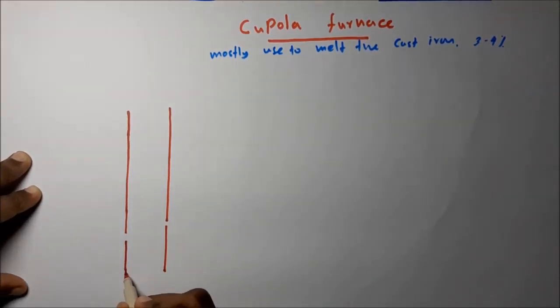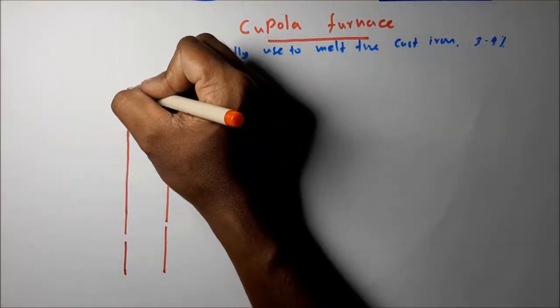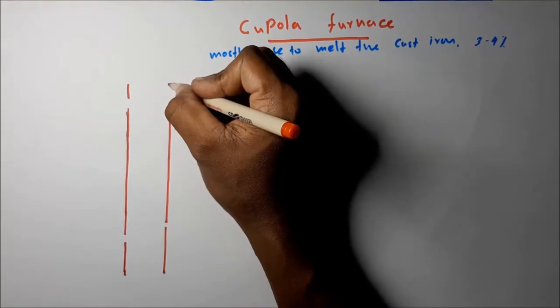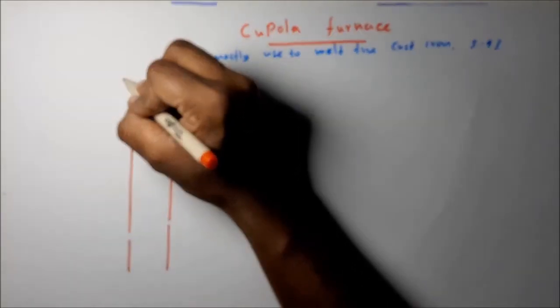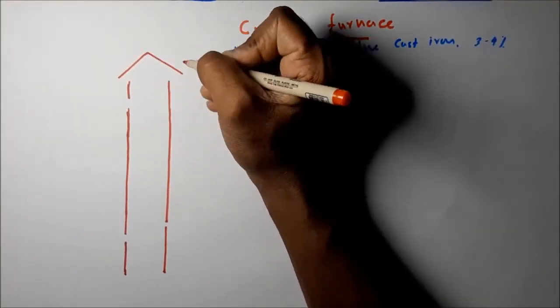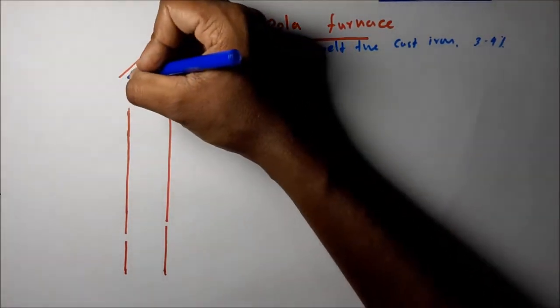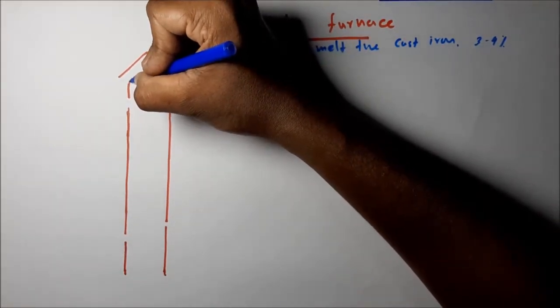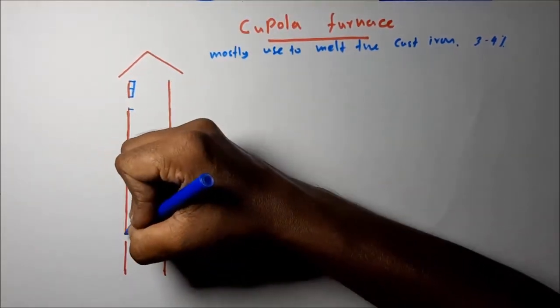Okay. Steel housing. Then, inner to it, having the fire brick layer. I'll draw the fire brick layer in this color. The clay and the fire brick layer.